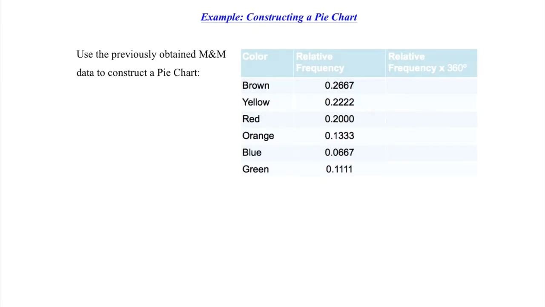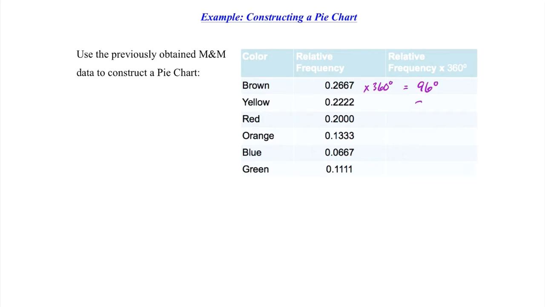Taking a look now at our example, they ask us to use the previously obtained M&M data to construct a pie chart. Now we have our relative frequencies for each category, which was our color of M&Ms, of course. And now we just need to take those relative frequencies and multiply by 360 to approximate the degree measure so we can split up our circle correctly. Multiplying the relative frequency for brown by 360, we end up with approximately 96 degrees. And we'll go ahead and get our degree measures to the nearest integer since we're just approximating the sectors of the pie chart. We need to multiply each relative frequency by 360 degrees.